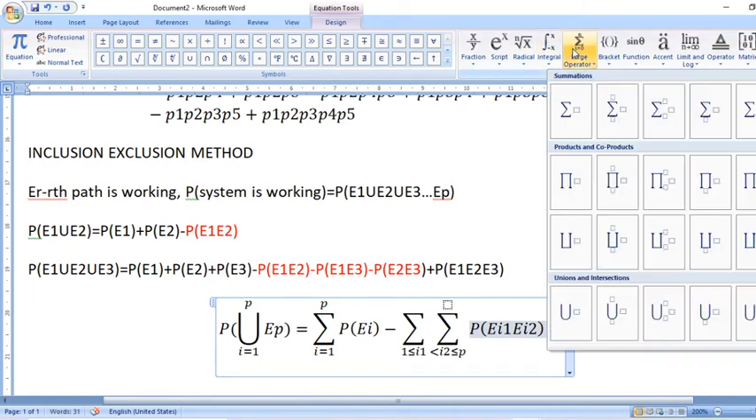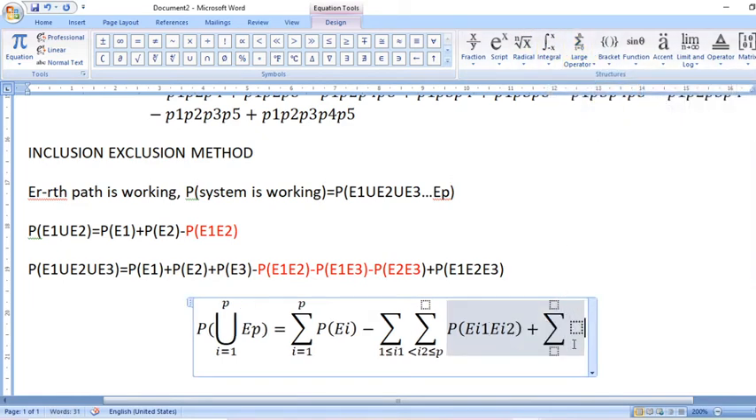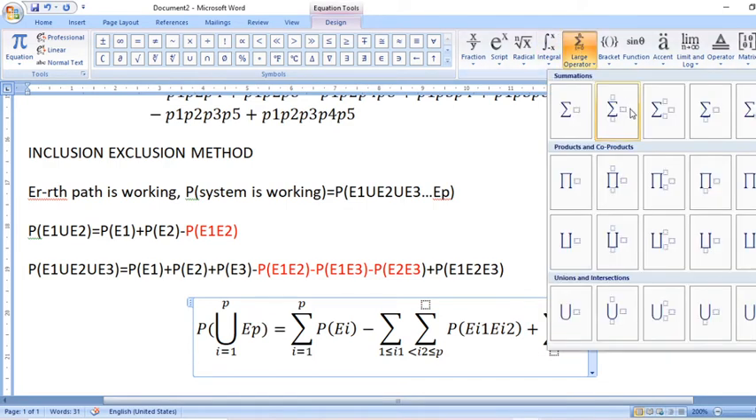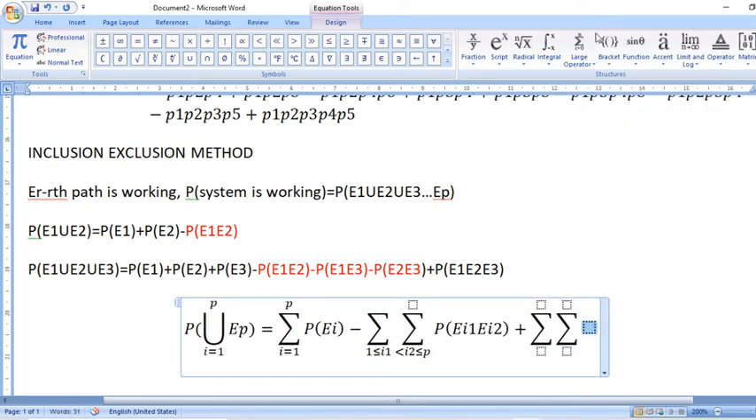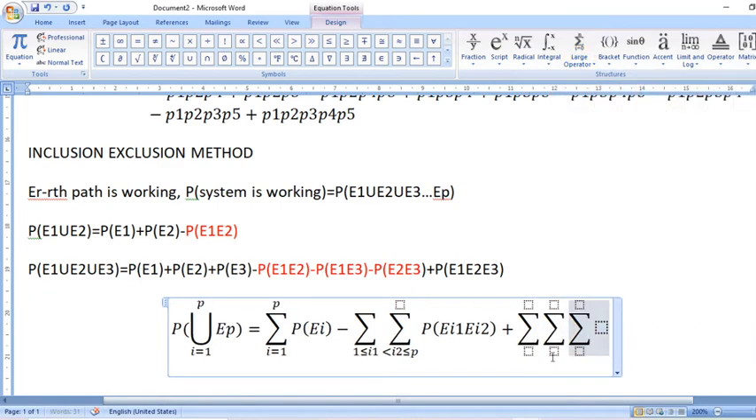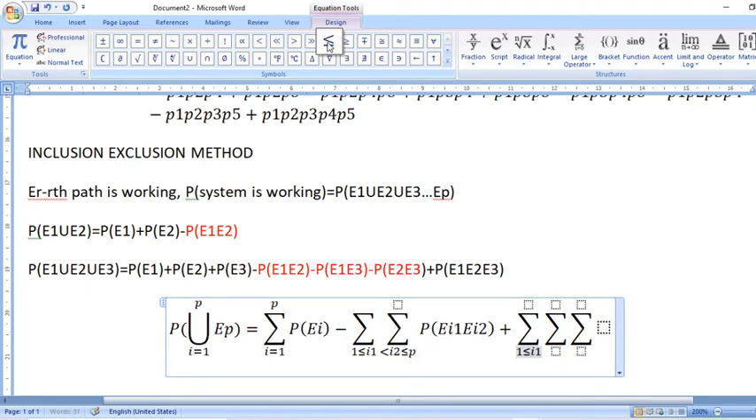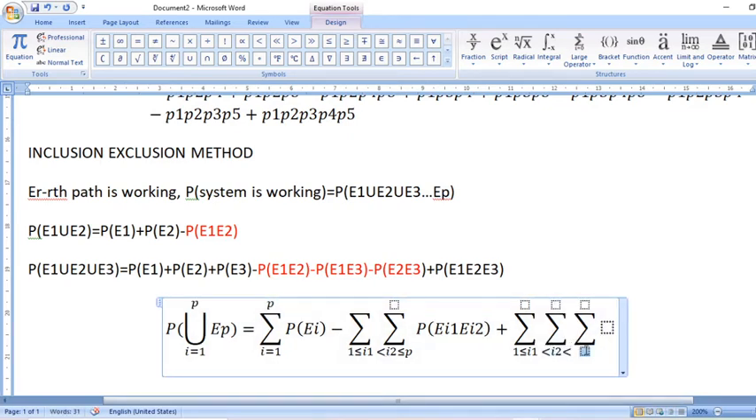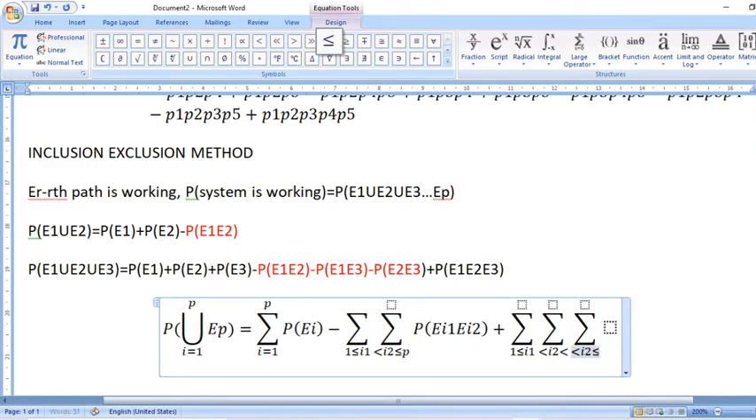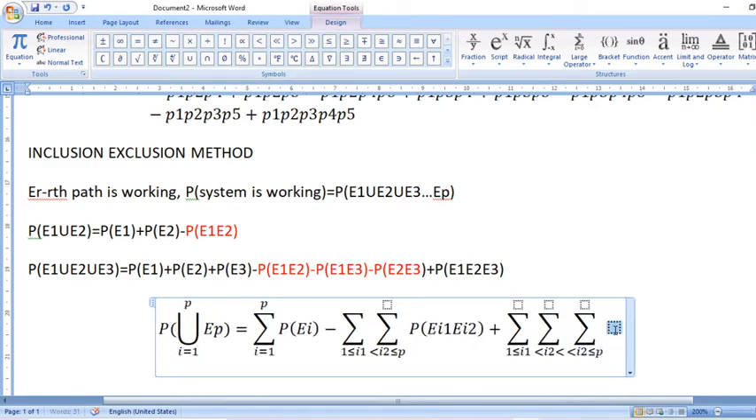We can take some summation. Again we can have another summation. Again we can have another summation. Okay, this is 1 less than or equal to I1. Second is less than I2, then now less than I3. Okay, I3 less than or equal to P. All these numbers should be in between 1 and P.